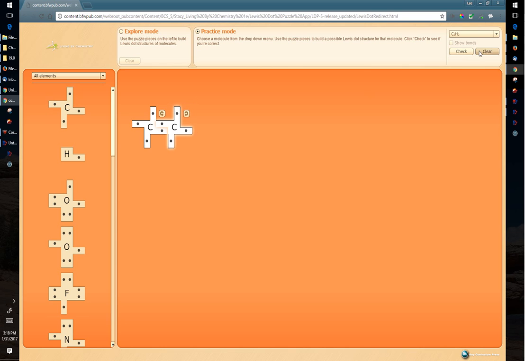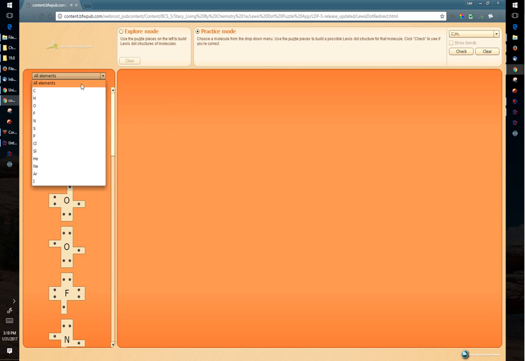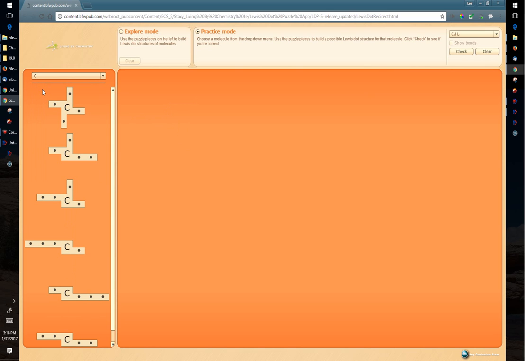We need to look for a different type of carbon bonding. So if we click here and go to carbon, you'll see all the different ways carbon can bond. So here's a carbon that can bond 3 electrons. So if I take these out here, there's my C2. Now I need H2 as well.